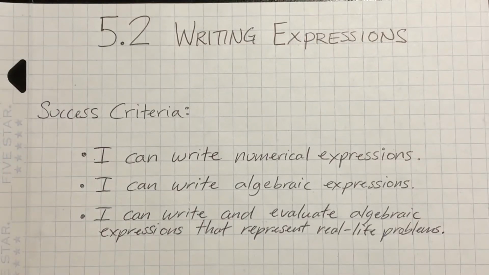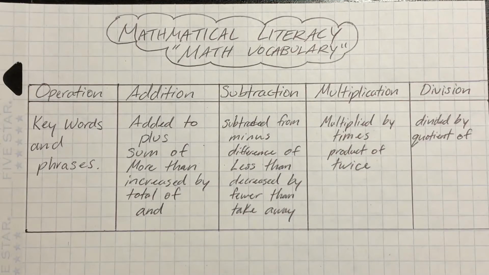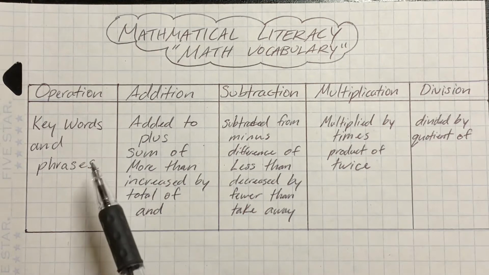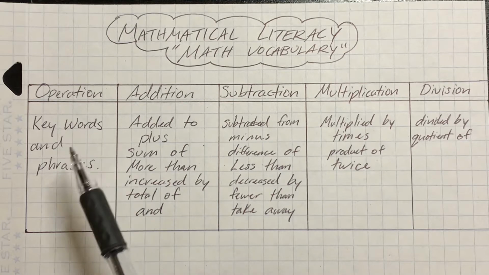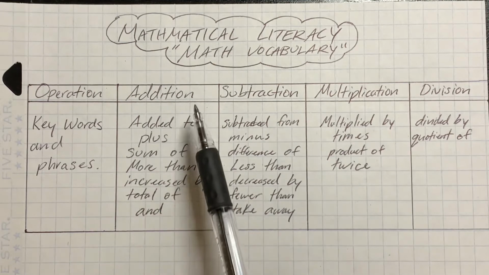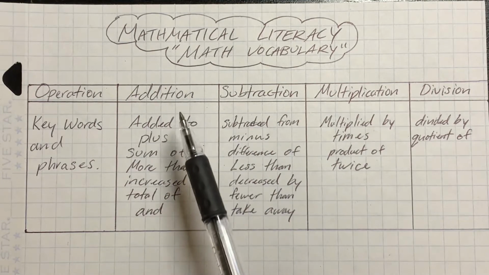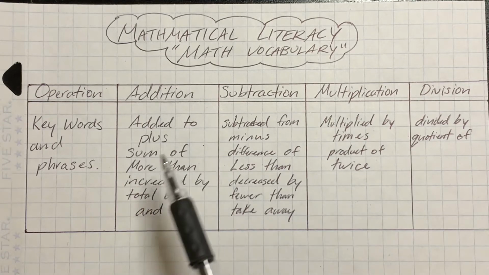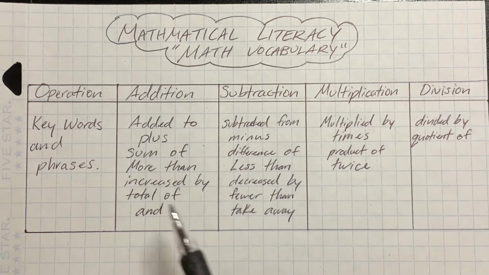For 5.2 writing expressions, our success criteria is that we will be able to write numerical expressions as well as algebraic expressions. We will also be able to write and evaluate algebraic expressions that represent real-life problems. For our mathematical literacy, we have our math vocabulary words. In the first column is the operation, and we're going to look for keywords and phrases. For addition, what tells us to add is added to, plus, sum of, more than, increase by, total of, and. They tell us to add.